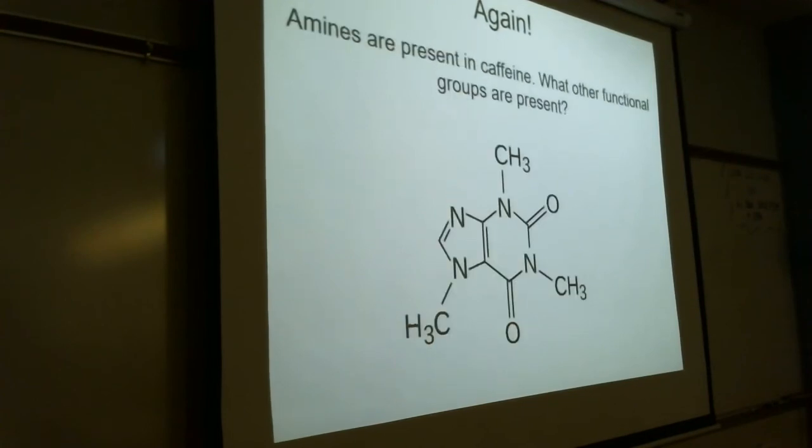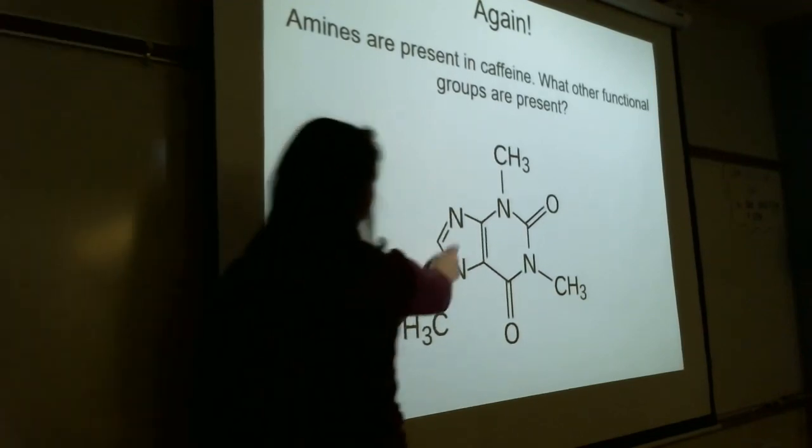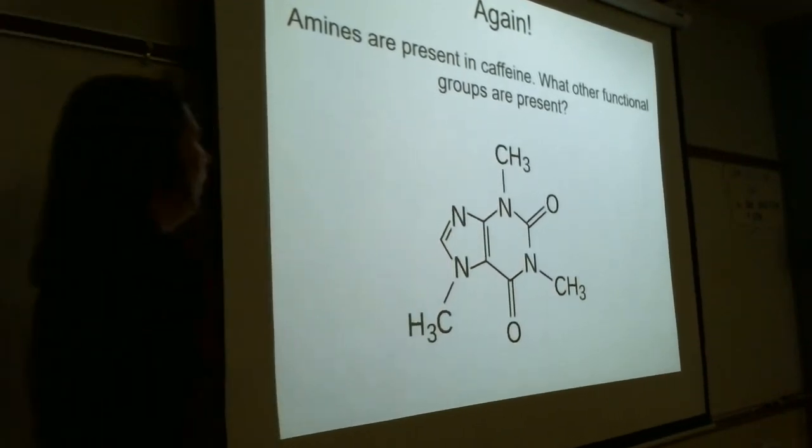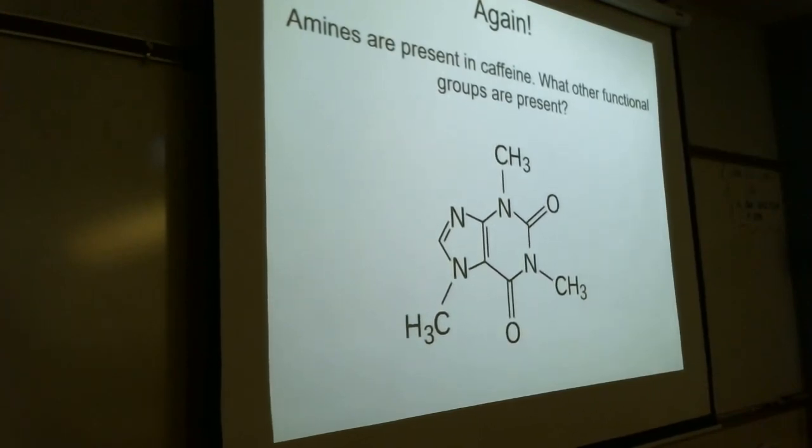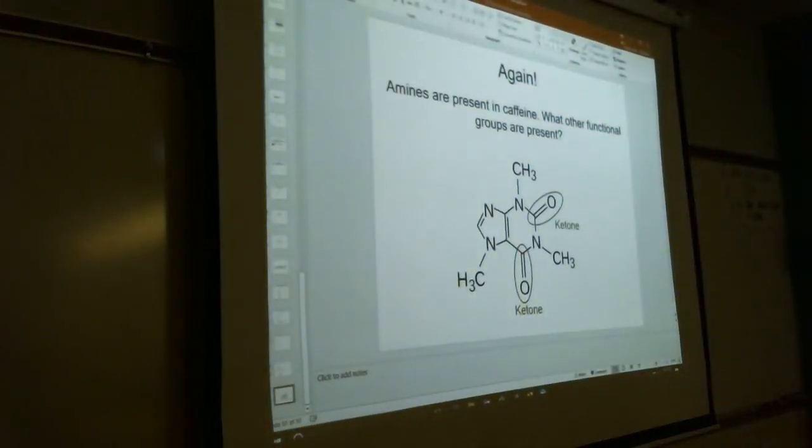All right, last one. Here's some amines. These are examples of tertiary amines versus the plain old N. So we have amines present in caffeine. What other functional groups do we have? Which one do you recognize? There are two ketones. Good. All right, so that's where we're going to stop.